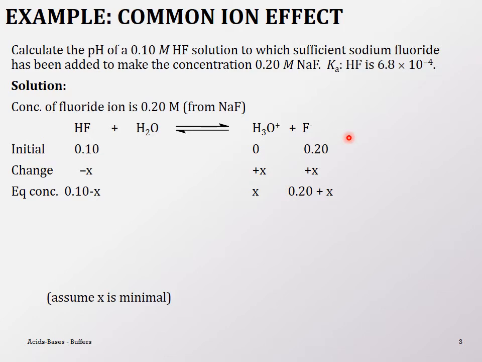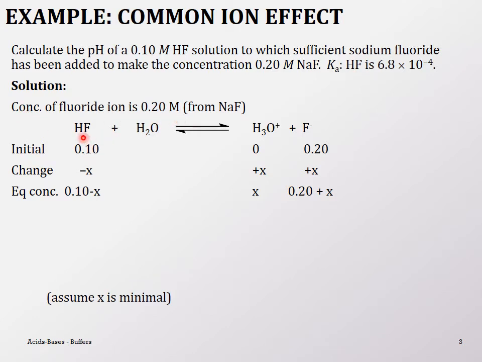So let's look at an example for calculating the common ion effect and see what happens when you add a little bit of salt. Calculate the pH of a 0.1 molar HF, which is hydrofluoric acid solution, to which sufficient sodium fluoride has been added to make the concentration 0.2 molar sodium fluoride. The Ka is given to us. So obviously we're dealing with a weak acid, and here is how you get started.